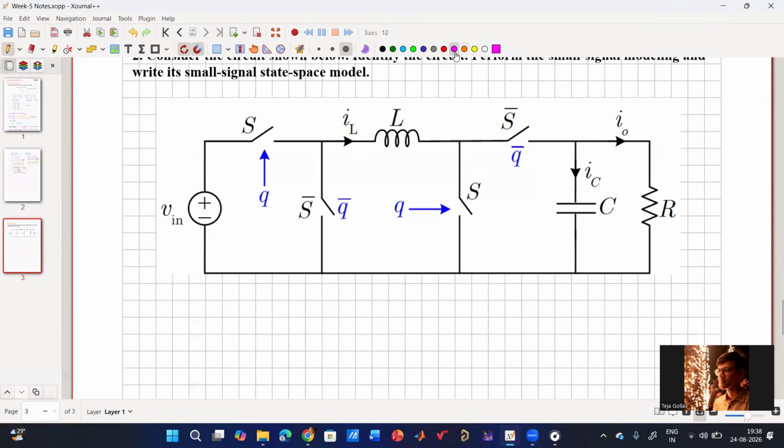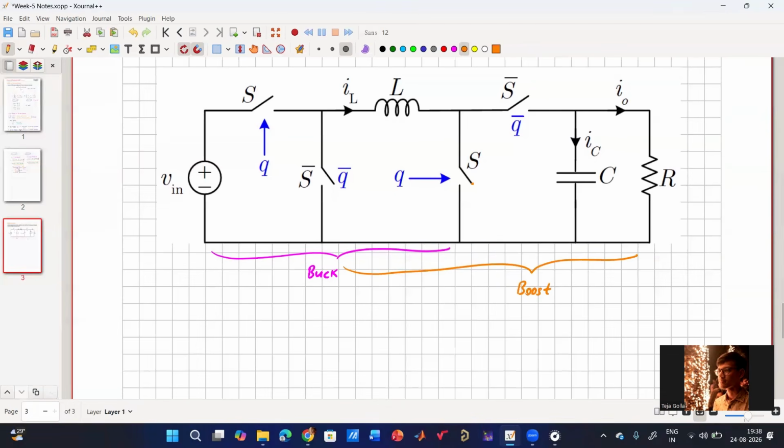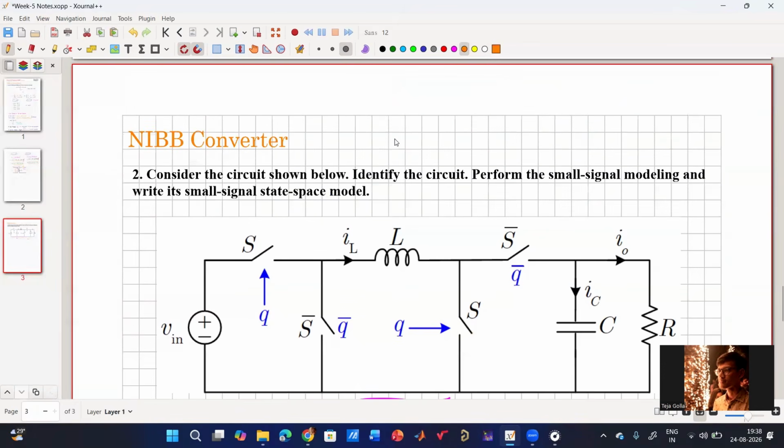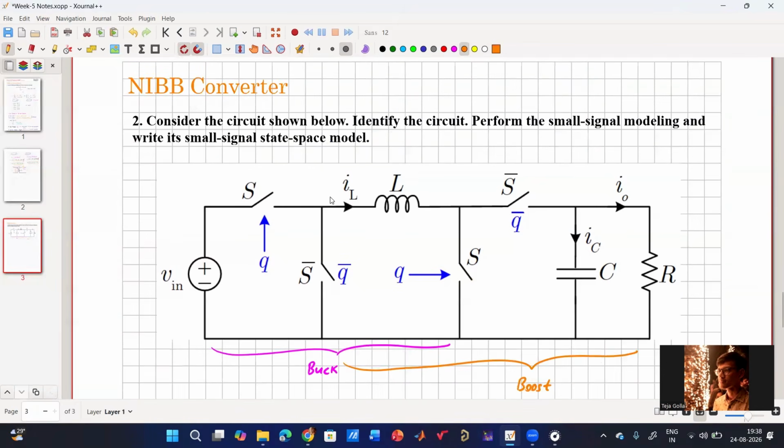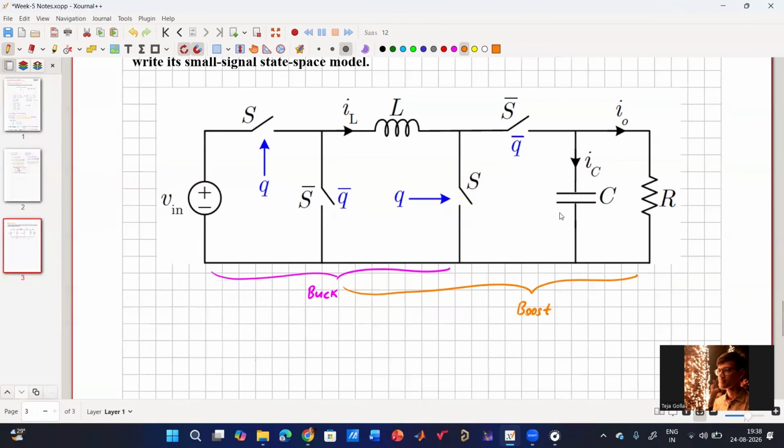It is synchronous as well. So this is the buck part, and this is the boost part. So it is a combination of buck as well as boost. Previously we have done only for the switch. Now we'll be doing it for the switches as well as the inductor. But since they have asked for the small signal state space model, we'll only bother about the inductor as well as the capacitor. So we'll see how to do this, and we'll get the overall small signal state space model.